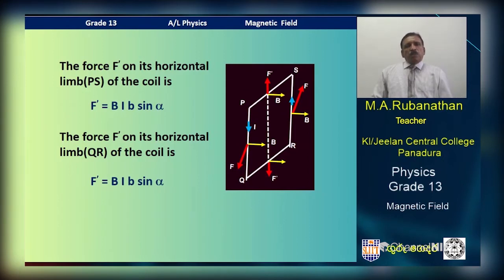So these two forces are equal. Therefore, they balance each other. So in the coil in the magnetic field, there is no net force. The resultant force is zero in this coil. Only torque is acting on the coil. That torque we have already found: BIA sine theta.